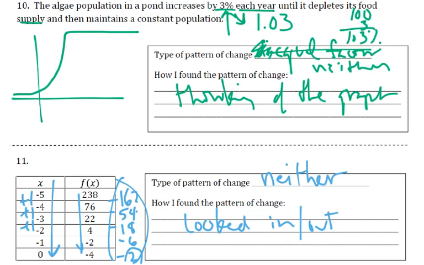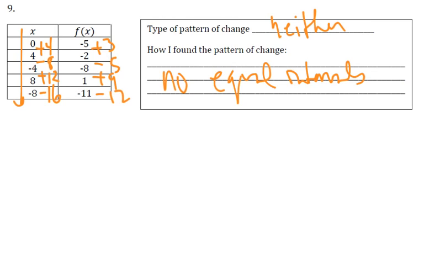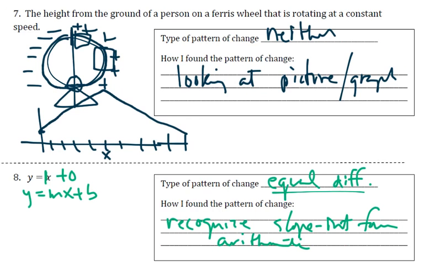Okay, let's take a look at these ones. So we've got another, well, it's technically a neither. Maybe we'll come back to 10. Okay, 9 is neither. Equal differences, number 8.